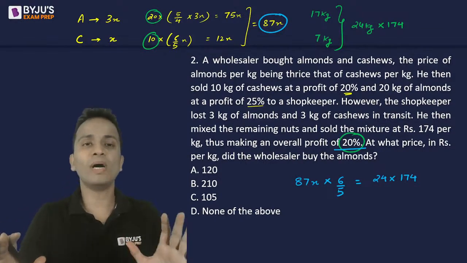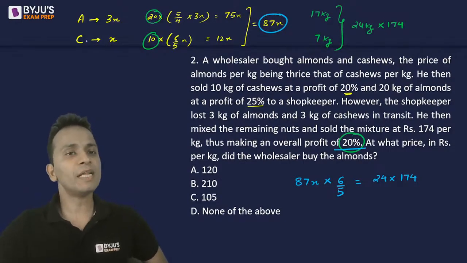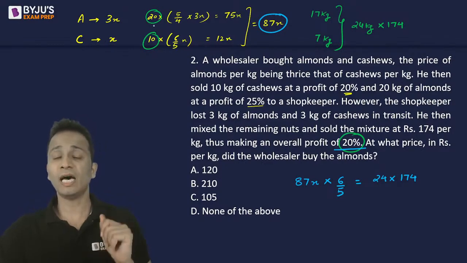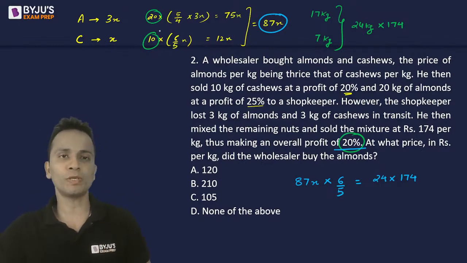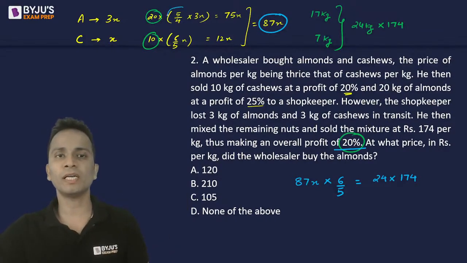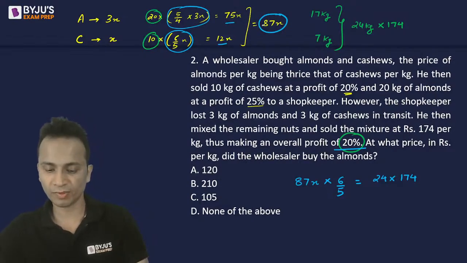Let's have a look at it once again. Cost of almond and cashews is considered as 3x and x. Now the wholesaler is selling it to the shopkeeper. So the shopkeeper has bought 20 kgs almonds and 10 kgs cashews. The price at which the wholesaler is selling it to the shopkeeper is this and this. So the total money paid by the shopkeeper is 75x plus 12x, that is 87x.